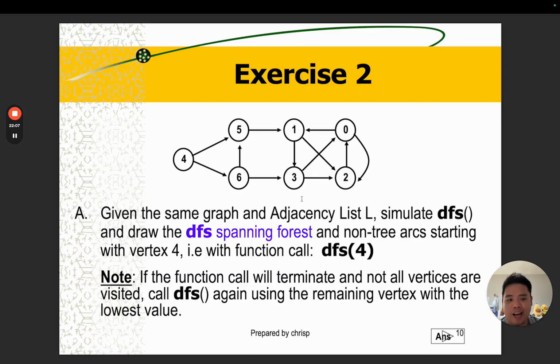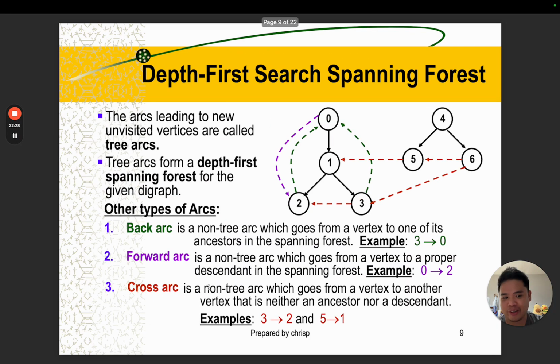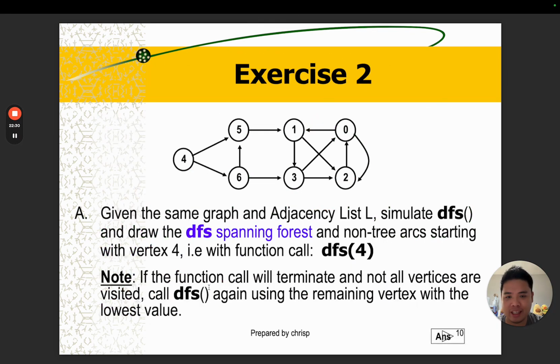So this is our first exercise. Given this specific digraph, we need to simulate DFS. And I'm going to simulate DFS without drawing it first. The concept of DFS, without having to go through all of this coding jargon or pseudocode, is very simple using the mata-mata method. So let's do the mata-mata method.